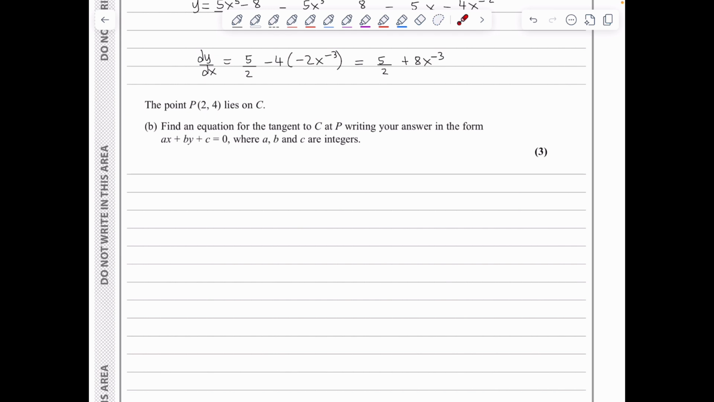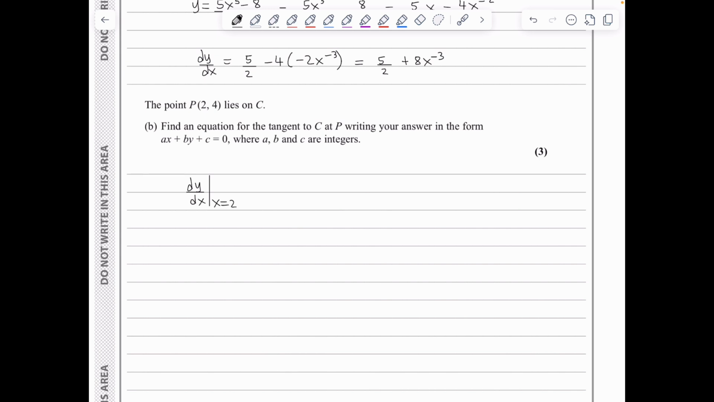In part B, we're given that the point P with coordinates (2, 4) lies on C, and we need to find an equation for the tangent, giving our answer in the form ax plus by plus c equals 0, where a, b, and c are integers. Well, I will start by evaluating the expression we just obtained for dy dx at x equals 2.